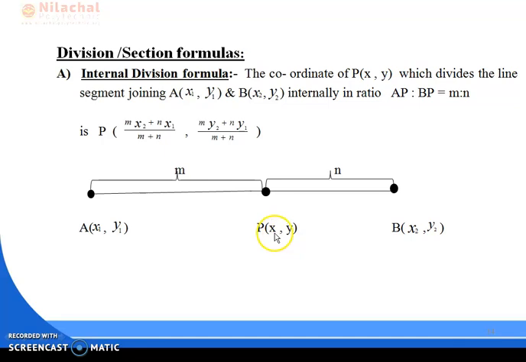So this is a variable point (x, y) which divides the line segment AB internally in the ratio AP is to BP equals m is to n. Then what is the P coordinate? This is the internal coordinate, so the formula we call internal division formula or internal section formula. The x coordinate is (mx2 + nx1) by (m + n). The y coordinate is (my2 + ny1) by (m + n).